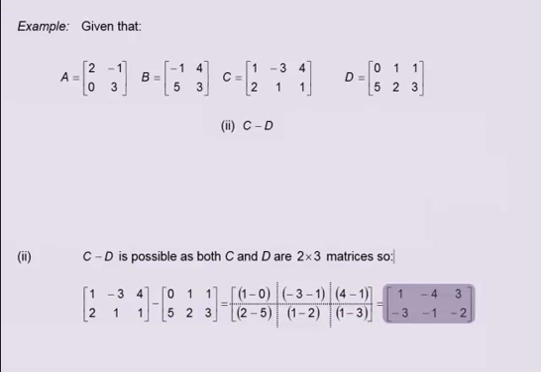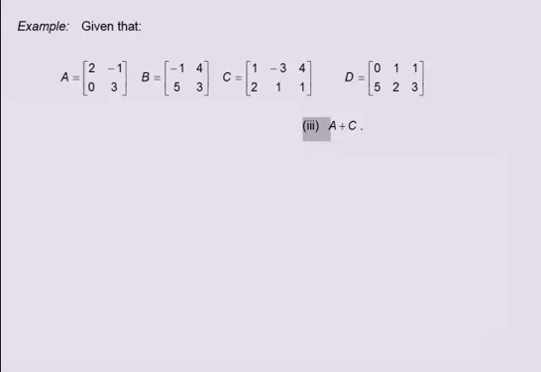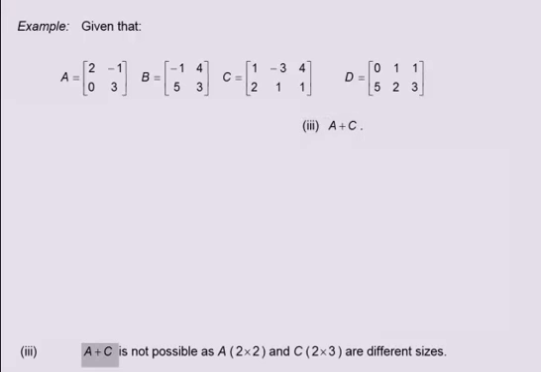Performing these calculations gives C minus D as 1 minus 4, 3, minus 3, minus 1, minus 2. 3. A plus C. A plus C is not possible as A, a 2 by 2, and C, a 2 by 3, are different sizes.